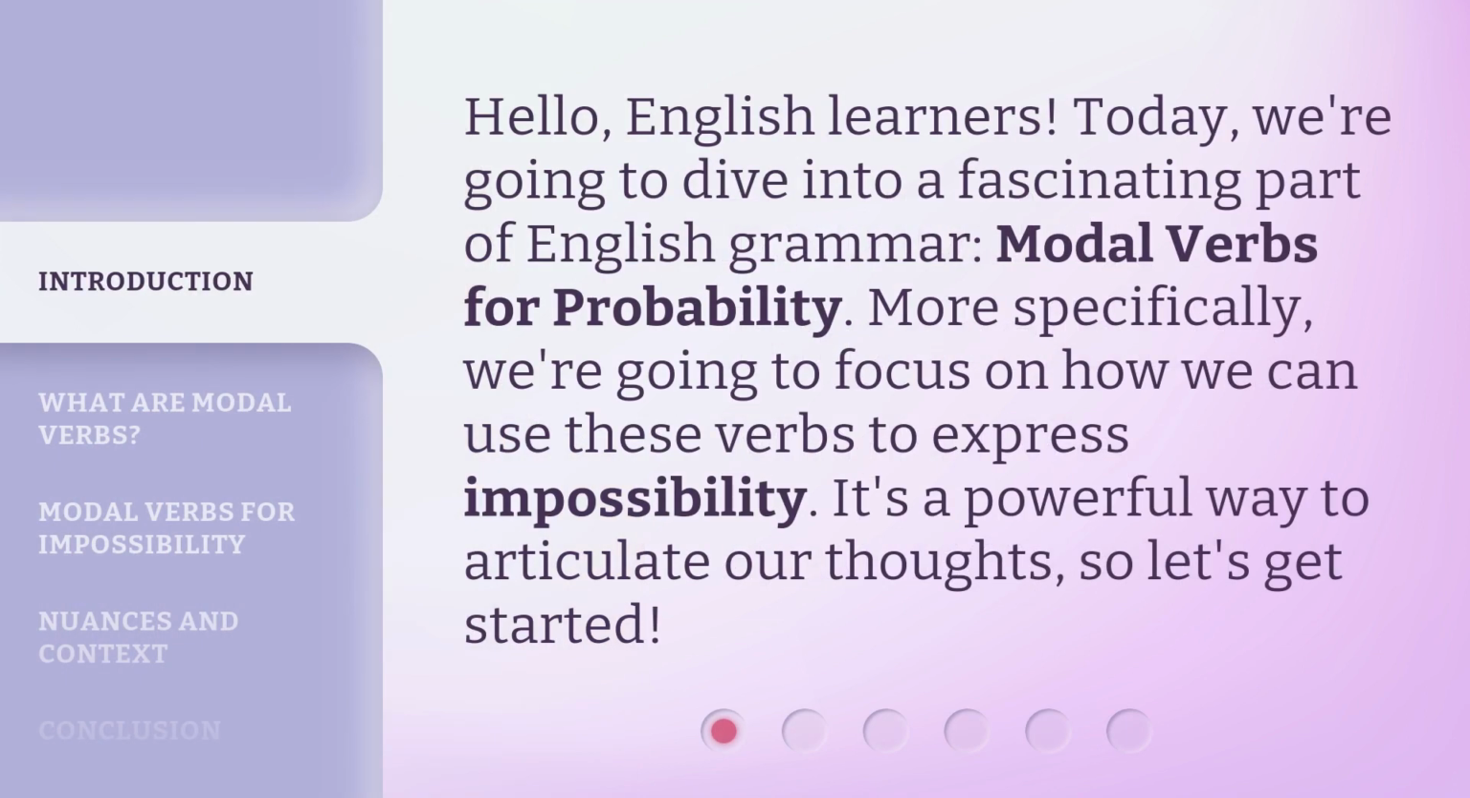Hello, English learners. Today, we're going to dive into a fascinating part of English grammar: modal verbs for probability. More specifically, we're going to focus on how we can use these verbs to express impossibility. It's a powerful way to articulate our thoughts, so let's get started.